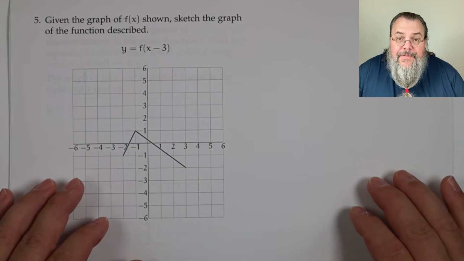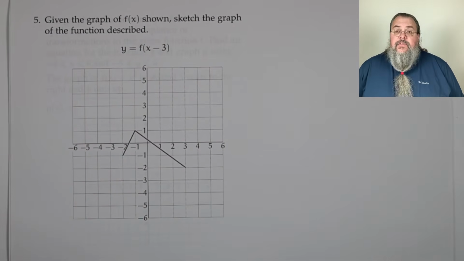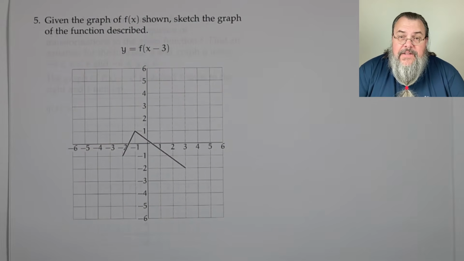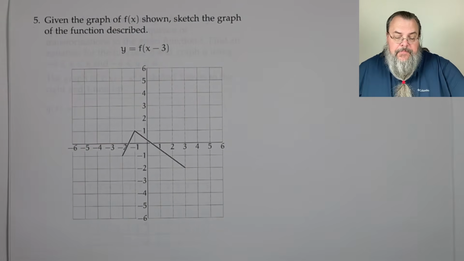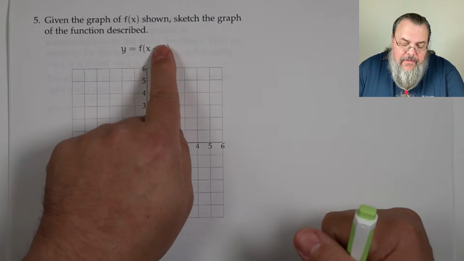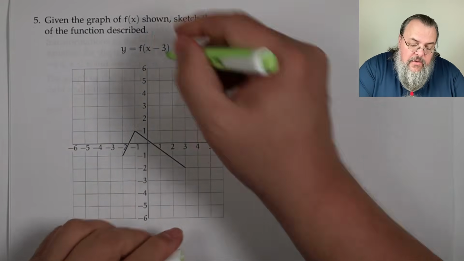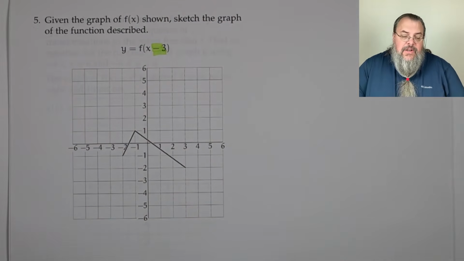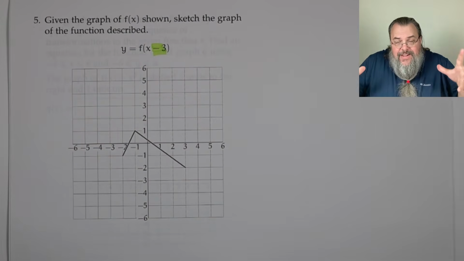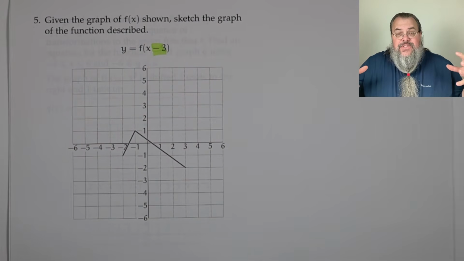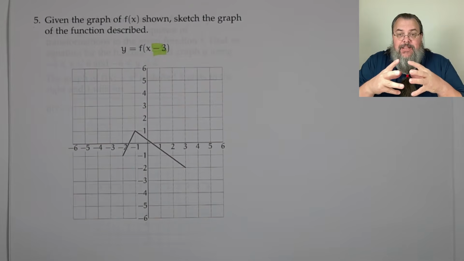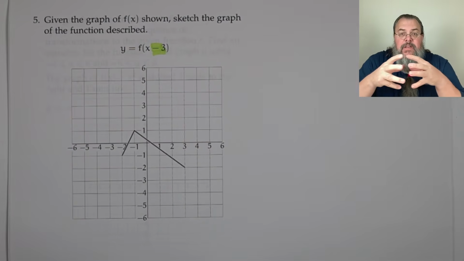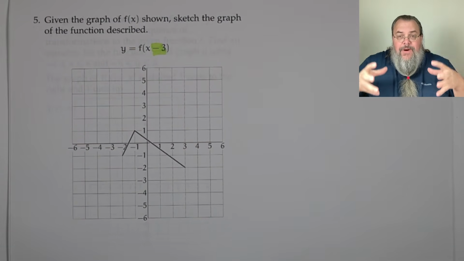Number 5. Given the graph of f of x shown, sketch the graph of the function y equals f of x minus 3. Now, this f of x is already here. So the question is, what is this minus 3 doing? And there's some clues. Where is the minus 3 located? Is it inside or is it outside? An inside thing affects the input, so that's in the x direction. An outside thing affects the output. That's in the y direction.